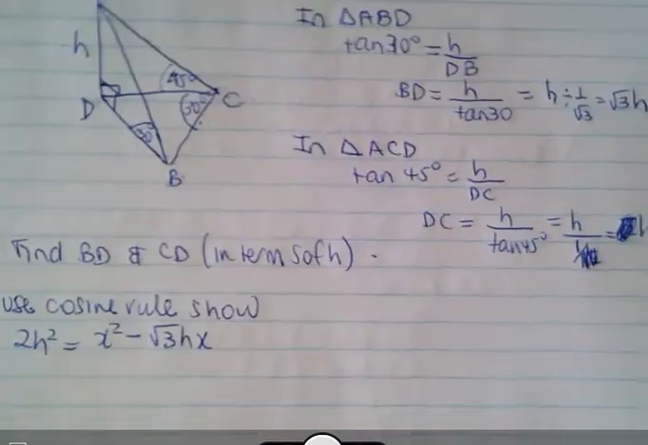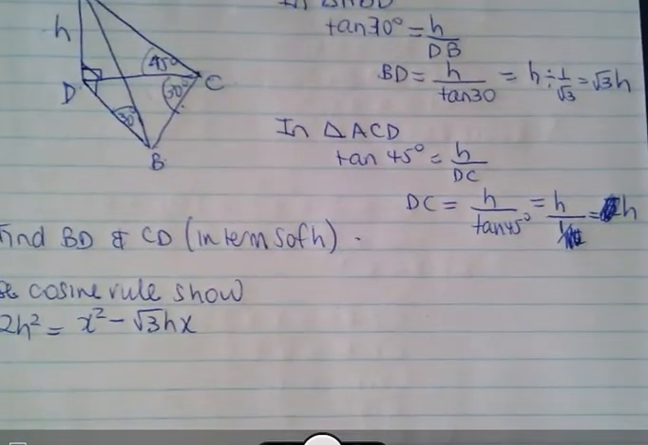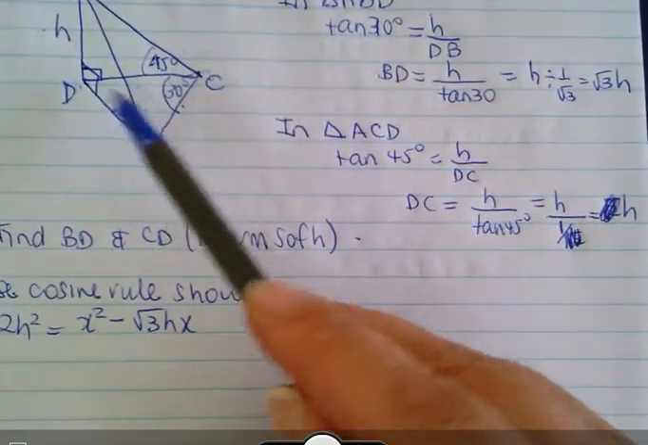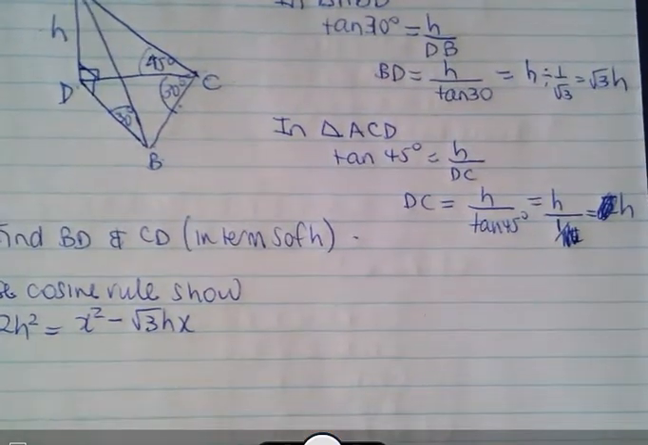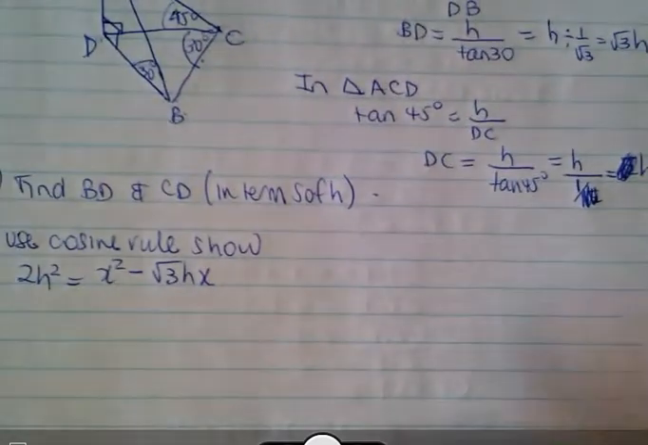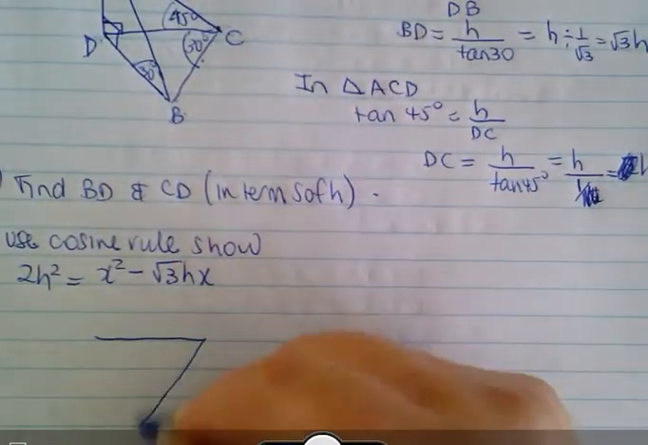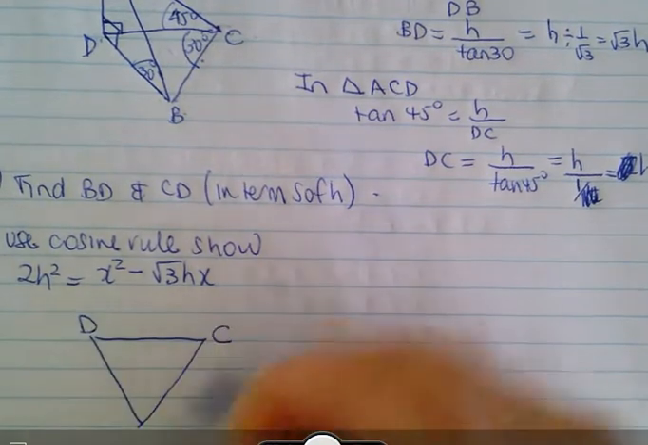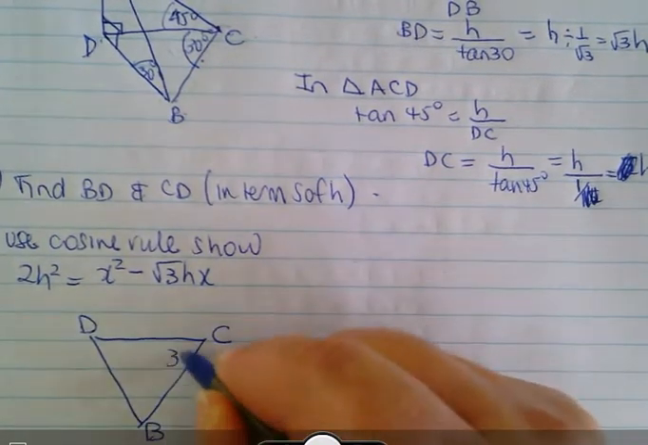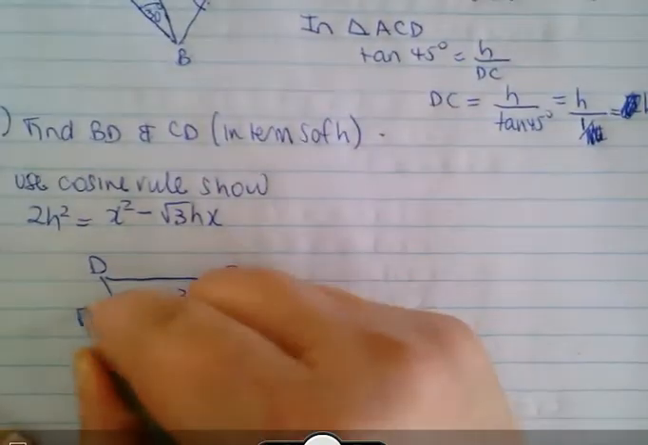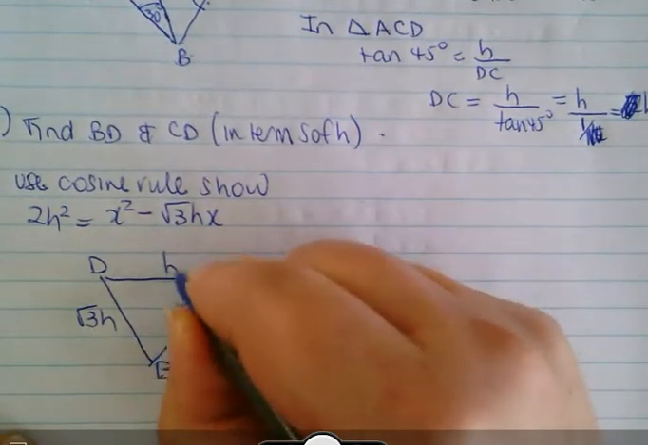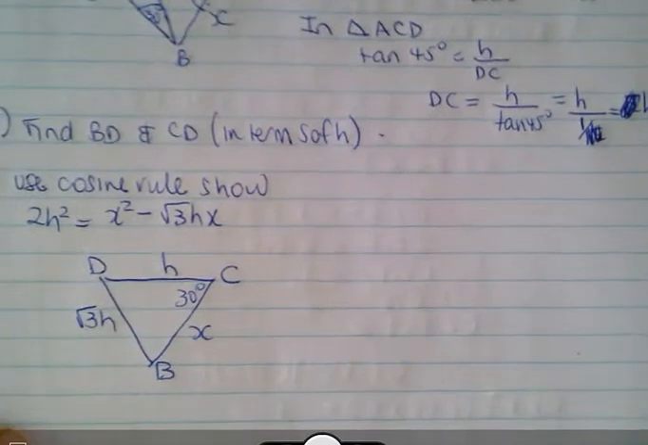Okay, so now you've got expressions for your ground level diagram for BD, which is root 3H, and DC is H. So we're going to draw the ground level diagram separately, okay? I've got DCB. I've got 30 degrees. We know that DB is root 3H, and we know that CD is H. And I think they've called this one X, haven't they?